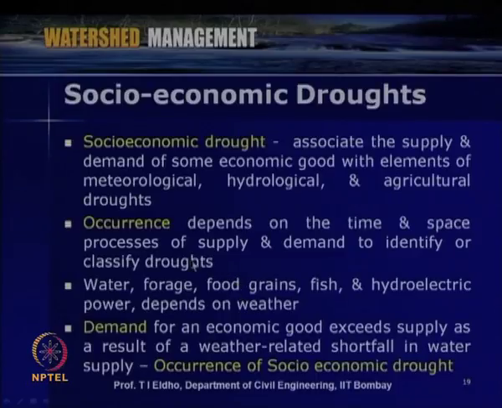So, when the water availability is reduced due to droughts, economic impacts will be there. Then the corresponding economic drought and the corresponding social effects will be there, that is the socio-economic drought. When the demand for an economic good exceeds supply as a result of a weather-related shortfall in water supply, then we say that there is an occurrence of socio-economic drought.